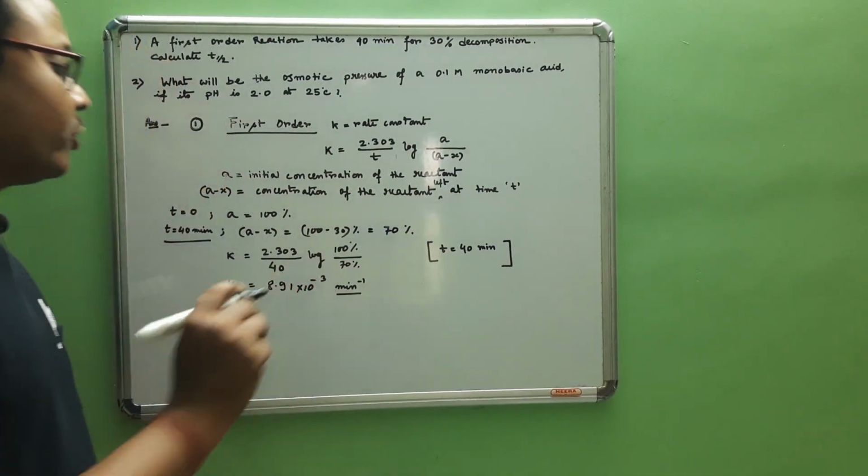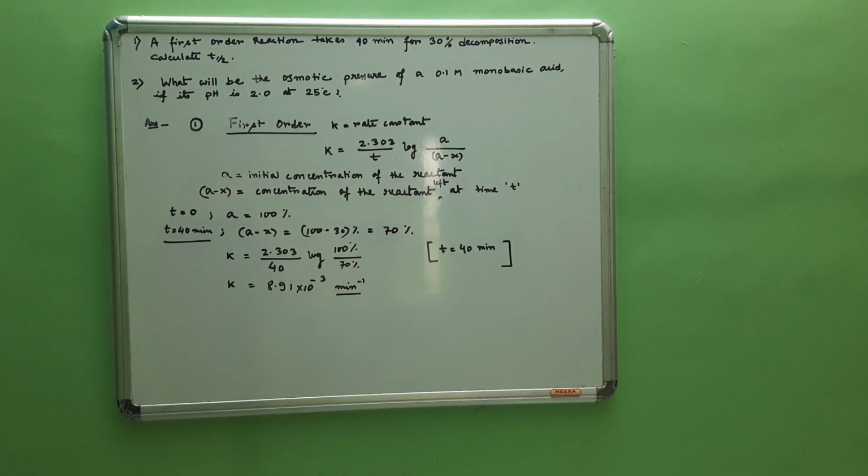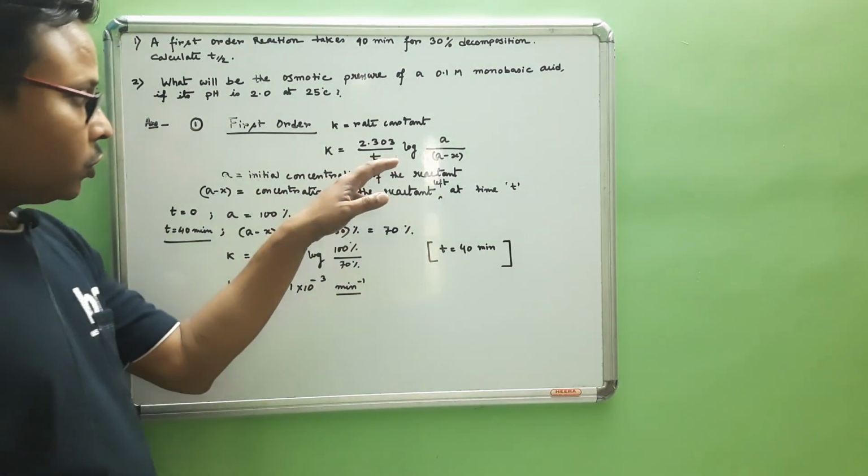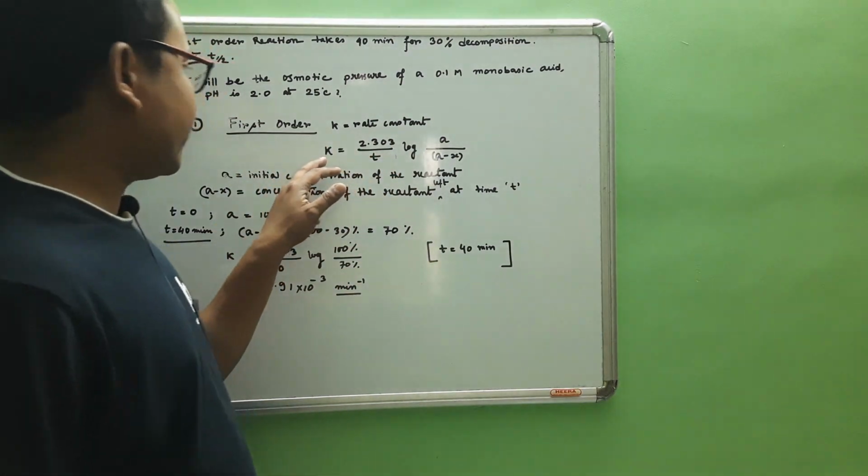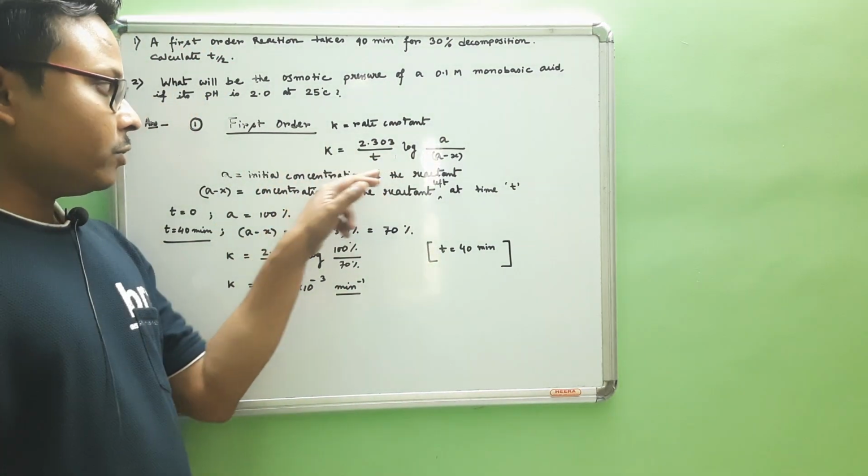And what is the unit of K? The unit of K is the minute inverse. Why is this the minute inverse? Because if you look at the integrated rate equation, that is the K.